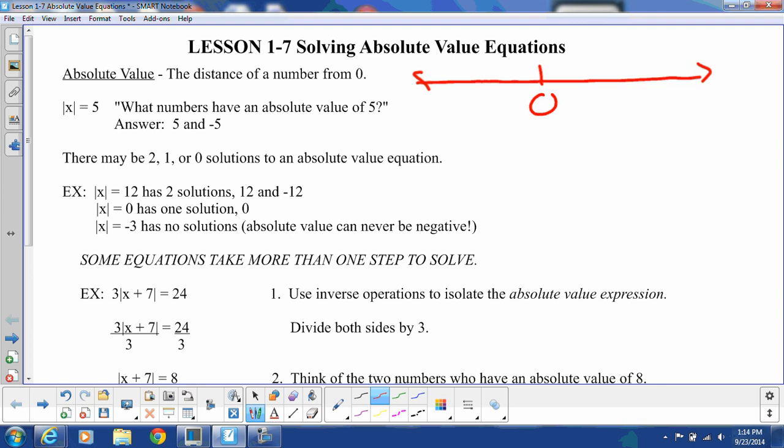So, for example, if we want to look at the absolute value of a number and we know it's 5, there are two numbers who have a distance of 5 from 0. One of them is the number 5, and the other one would be the number -5. Both of these values are 5 units away from 0.